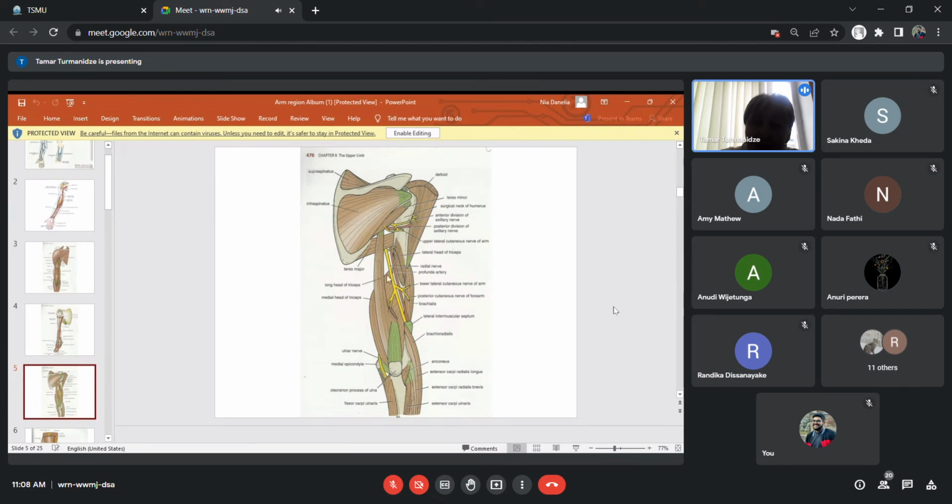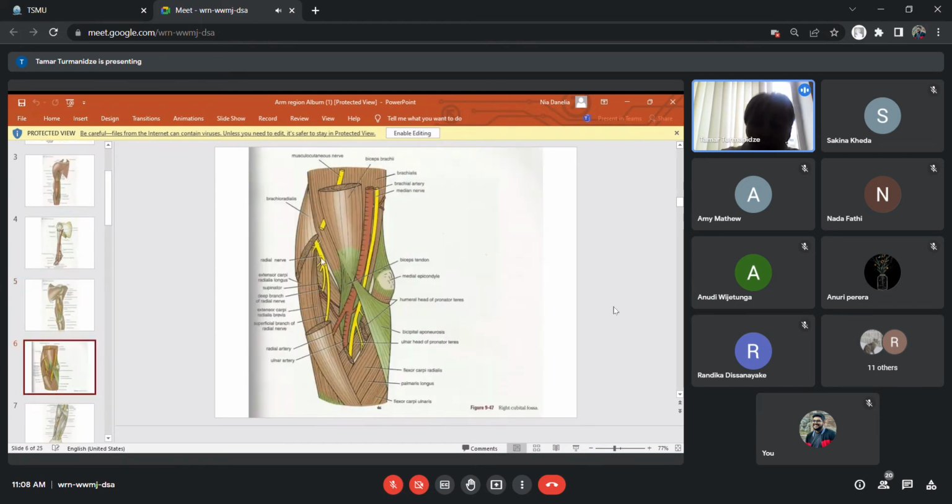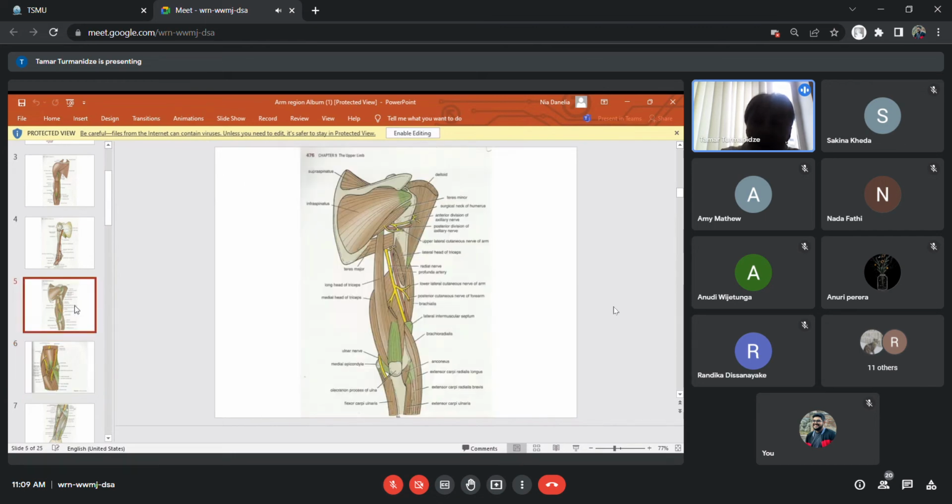It spirally surrounds the posterior compartment of the arm and enters the anterior compartment of the arm region in the lower third part of the arm, where it passes between the biceps and brachioradialis muscle. So, the radial nerve is located in the posterior compartment.